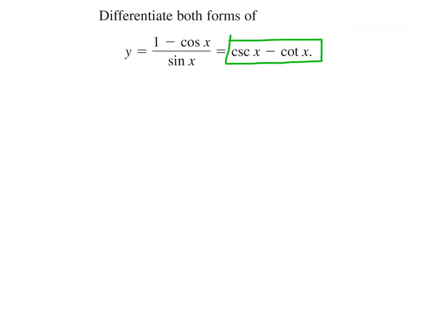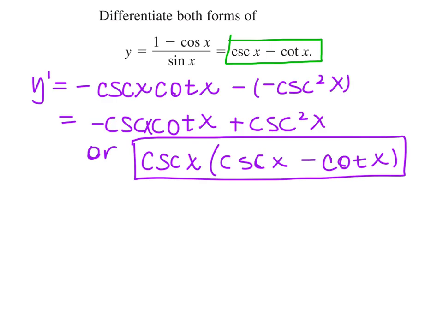And now let's tackle the second side of this, so let's find the derivative of cosecant of x minus cotangent of x. So all I'm going to do is take the derivative of each thing separately and subtract this one from that one. And honestly, I could simplify it by pulling out a cosecant of x from this expression, but either one of these guys is fine.